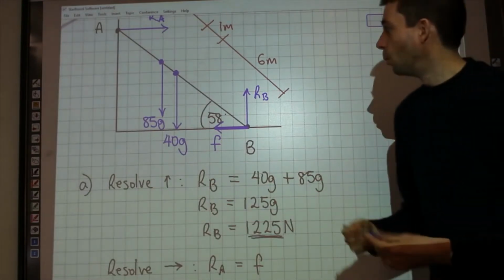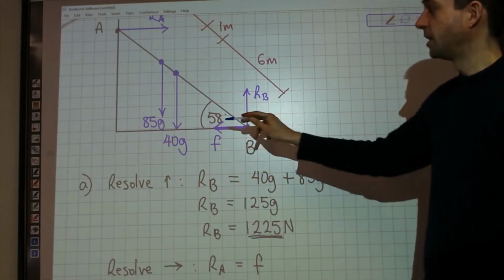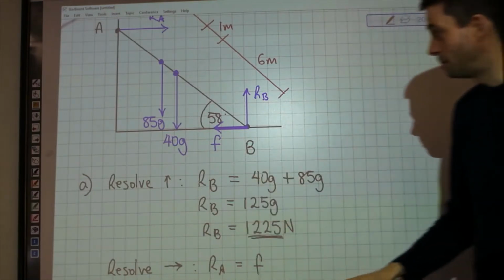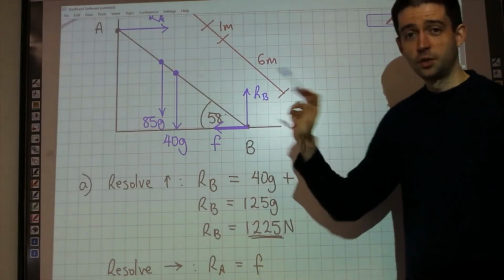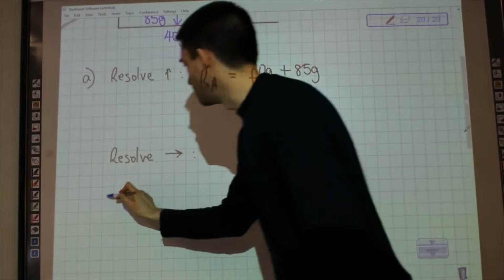Now again, when you take moments, if you take moments about a point where there's forces acting, it's possible to ignore those forces. So I'm going to take moments about B, which means I can ignore the reaction at B, and I can ignore friction, which is one of those forces that I don't know. So I'm going to do moments about B.